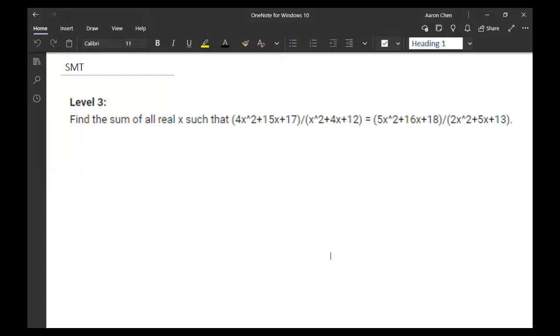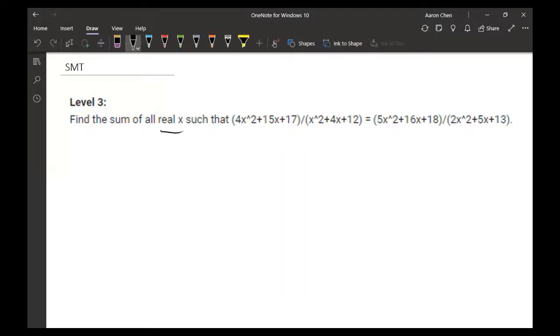So first of all, level 3. We want to find the sum of all real x such that this equation is true: (4x squared plus 15x plus 17) divided by (x squared plus 4x plus 12) is equal to (5x squared plus 16x plus 18) divided by (2x squared plus 5x plus 13).